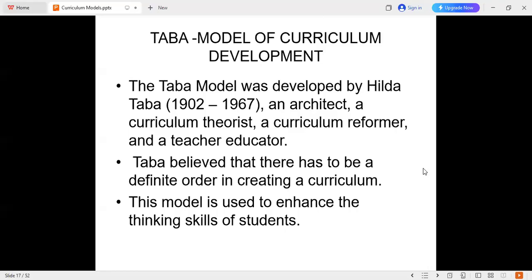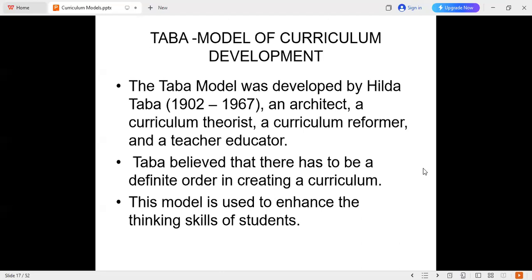That's all. Okay. The Taba model of curriculum development. The Taba model was developed by Hilda Taba, that is a period 1902 to 1967. An architect, a curriculum theorist, a curriculum reformer, and a teacher educator, teacher trainer.